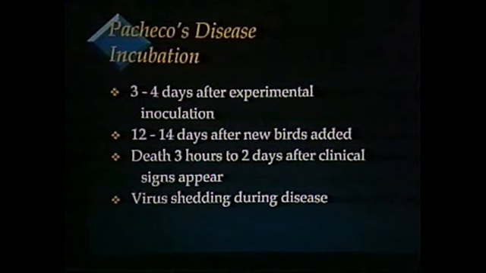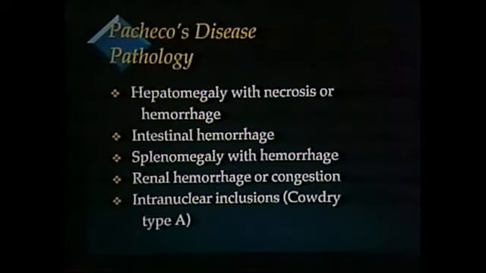The incubation period for Pacheco's disease is very short, usually 3 to 4 days after experimental inoculation to up to 2 weeks after new birds are added to the aviary. Death of infected individuals can occur anywhere from a few hours to a couple of days after the first clinical signs of disease appear. During the course of the disease, tremendous numbers of virions can be shed in the feces.